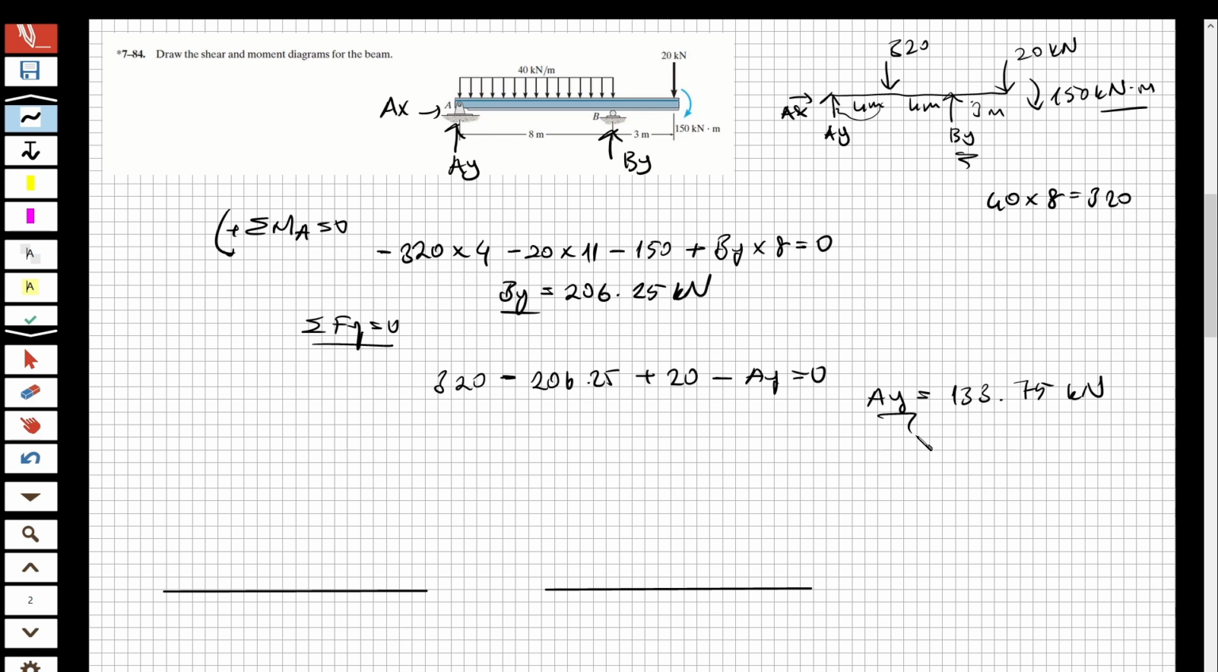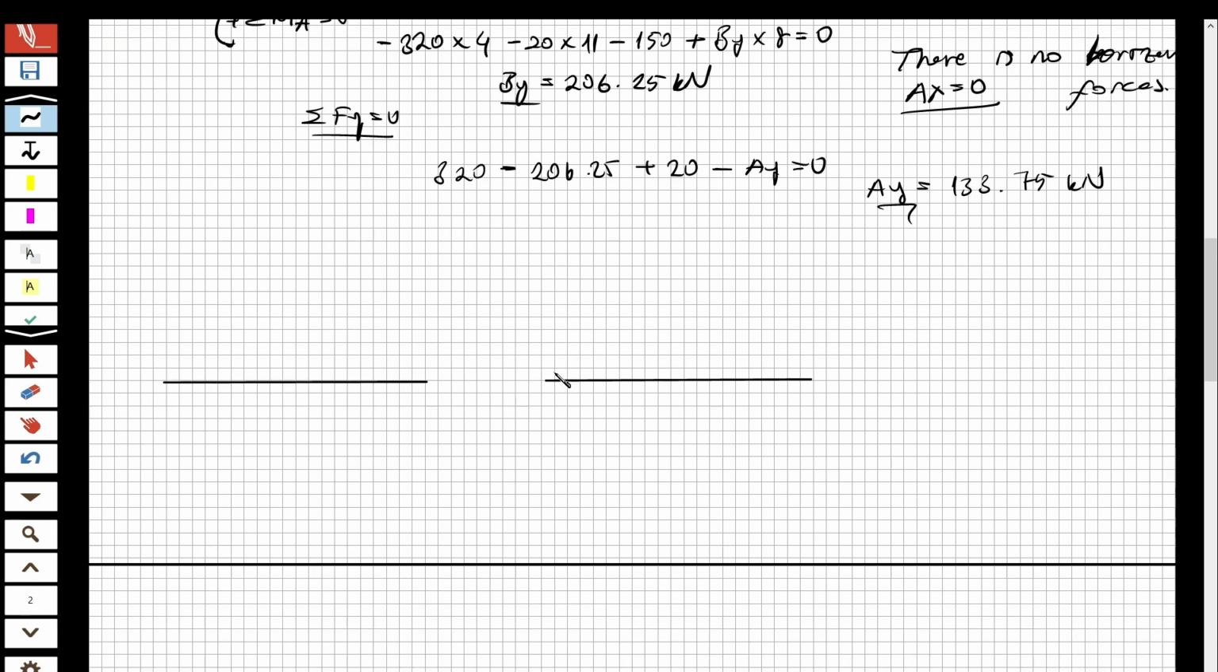Now we obtain both shear forces, and once again AX also we have, but AX is equal to 0 because there are no horizontal forces. So now we have obtained the forces. So let's draw the shear diagram. This is going to be the shear diagram, and this is going to be the moment diagram.